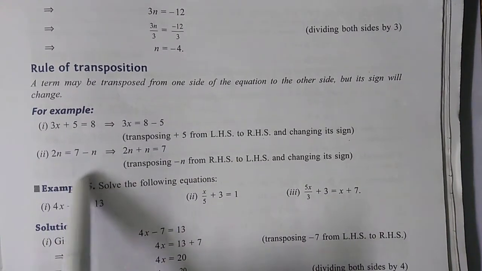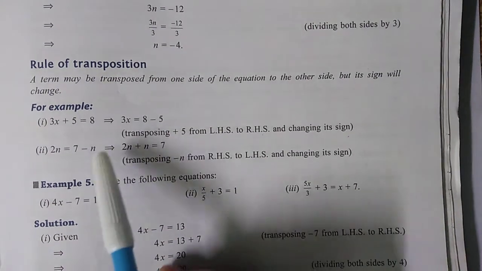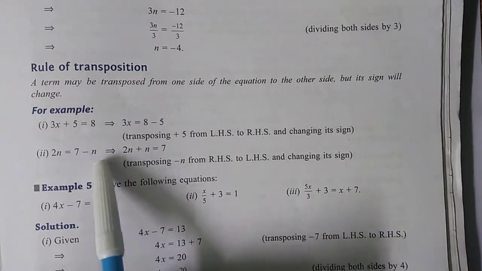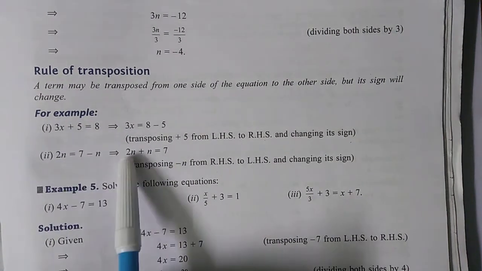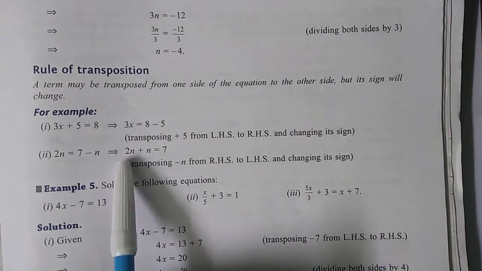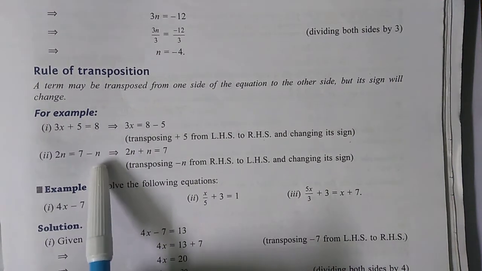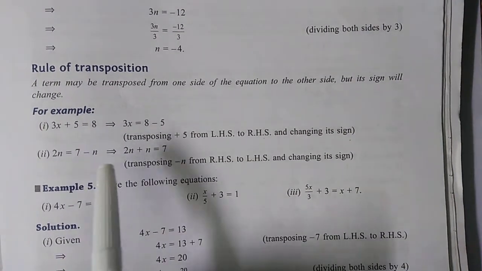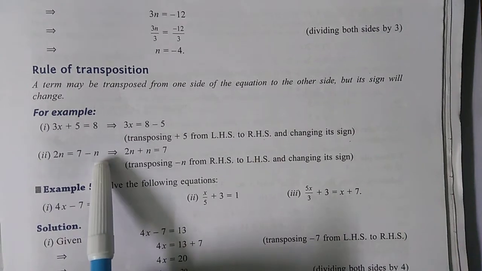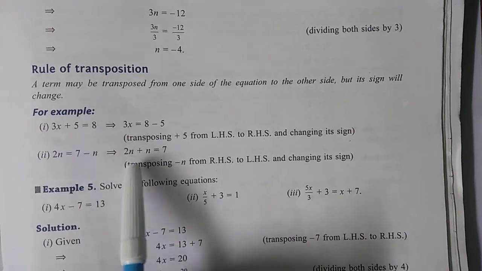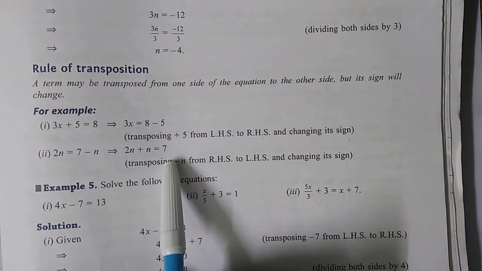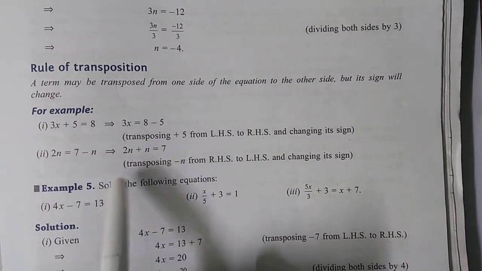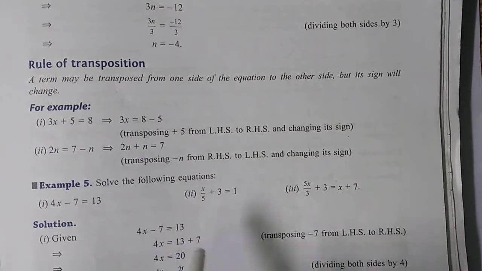One more example. This is 2n is equal to 7 minus n. As I have to collect the terms having the variable on one side, 2n will remain the same, and now I have to shift minus n. If you shift this minus n to the left hand side, it will change the sign and it will be 2n plus n equal to 7. So this is known as transposition.